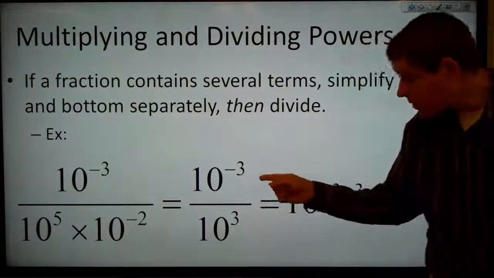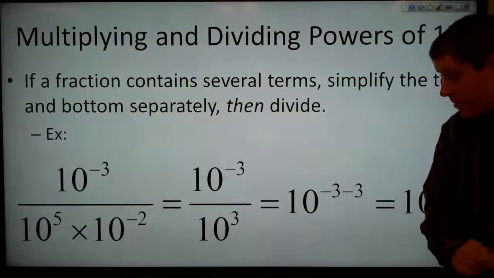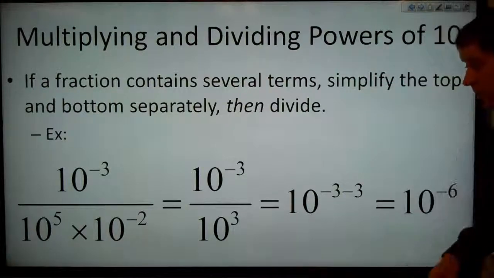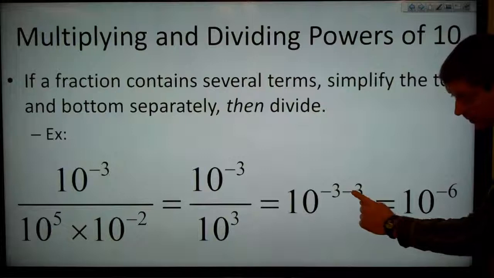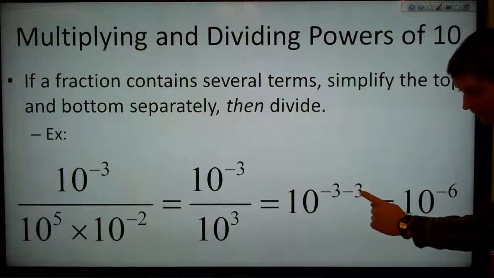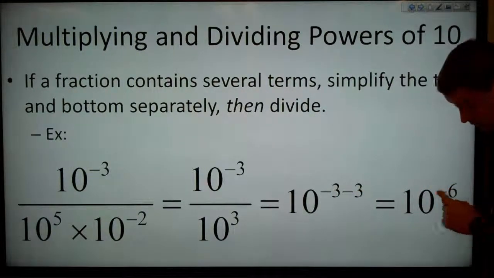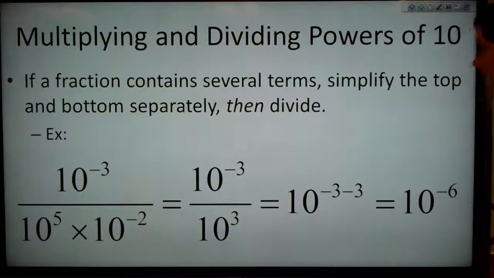So now we have 10 to the minus 3 divided by 10 to the positive 3. And now when we divide, we need to subtract the bottom one from the top one. So 10 to the minus 3 minus 3. Negative 3 minus 3 is negative 6. So our answer there is 10 to the minus 6.